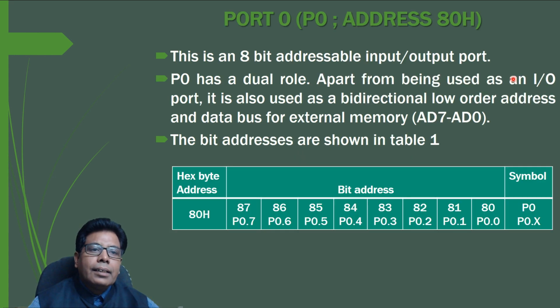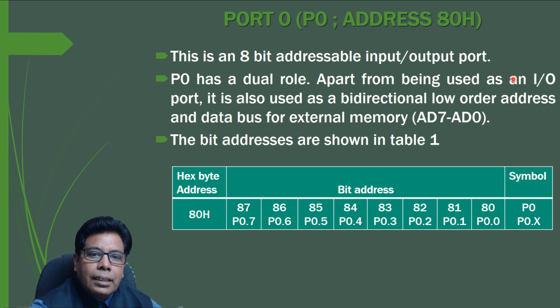Then let us come to port 0. Port 0 address is 80H. This is an 8-bit addressable input output port. It has a dual role. Apart from being used as an IO port, it is used as a bidirectional lower address and data bus for the external memory.